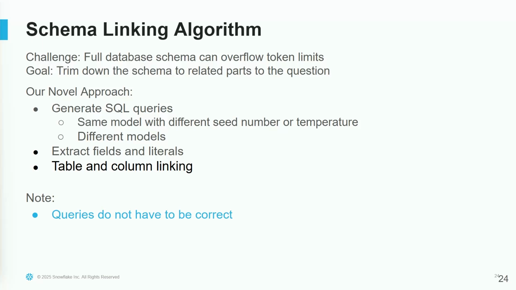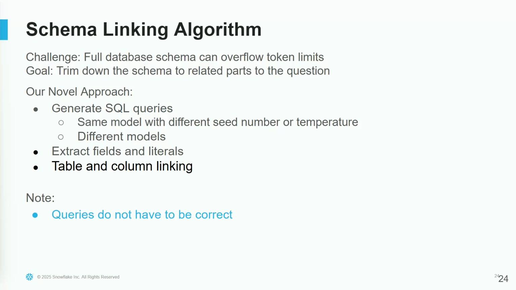So the goal of schema linking is to trim down the schema to the parts that are actually related to the question. So schema linking needs to be done per question. It genuinely has to look at the database schema, see which parts are related, and bring it down. And the way we've done it is you would need to pass the entire database schema to a language model and generate a query multiple times with different approaches. If you're using the same model, you would need to change the seed number and the temperature and generate the query multiple times. If you have access to multiple models from different sources, you can just generate one SQL query per model. And the main goal is to extract the field names and the table names from the generated query.